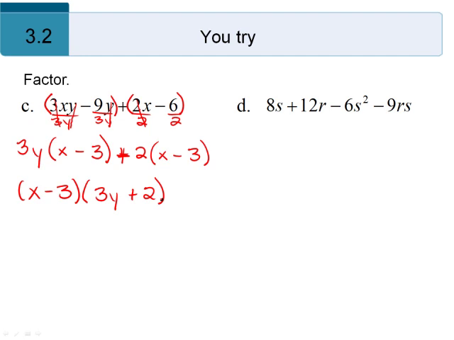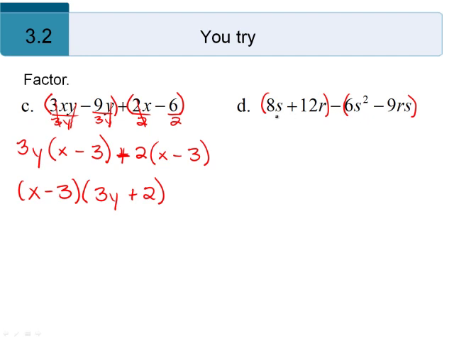Okay? All right, letter D, and I think this is the last one. So hopefully you'll get lots of practice on the homework because they didn't give you a whole bunch of Try-Its. So once again, there's no GCF all the way through. So I'm going to group the first 2 and the last 2. So we've got to be careful because that sign in the middle is a negative. That's going to make a difference here.